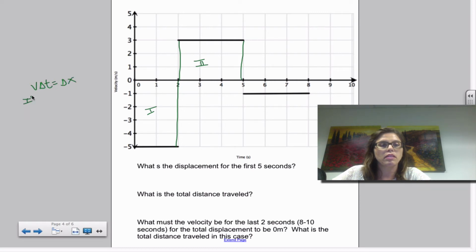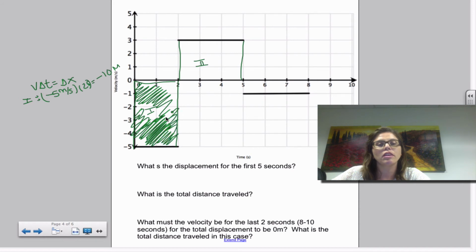So for part 1, a velocity is -5 times the change in time, which is 2 seconds. And this is equal to -10 meters. Now notice, if you multiply 5, which is here, so 5 times 2, it's the area. So we call this finding the area under the curve. You hear me say that at some point. The area under a velocity time graph gives us our displacement.